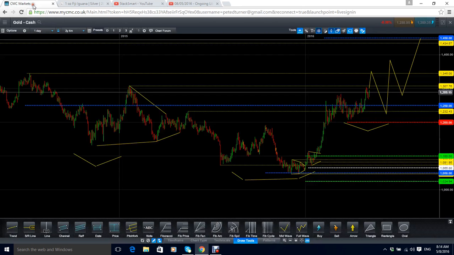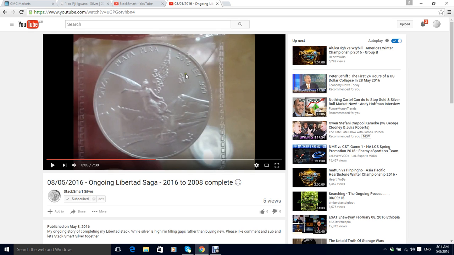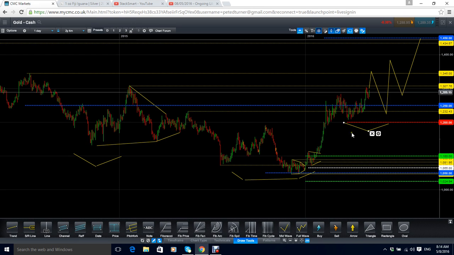So have a look at those on Silver to Go. Have a look at the inverted head and shoulders on gold. If you go over to my Stack Smart Silver channel, I've just done an update to my Libertad series I've completed between 2016 and 8 now, and I'm going to continue to go back until it gets too expensive. And check out the inverted head and shoulders.